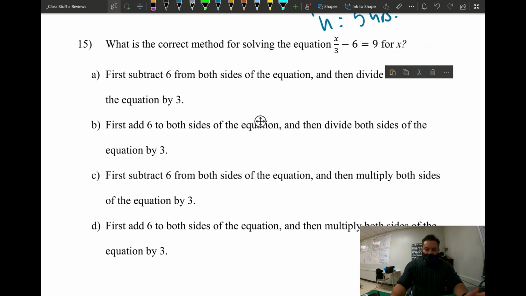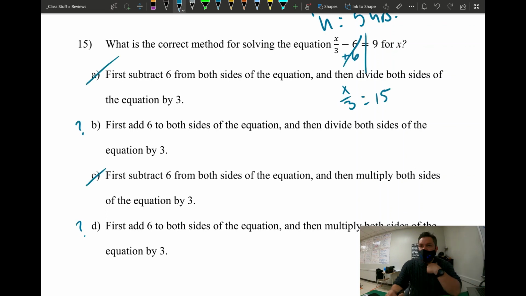Okay, let's look at the second step. What is the second step? We got rid of this, so we have x over 3 equals 15. What is the next step? What is this 3 doing? Now, what is it doing right now? Dividing. The opposite of divide is? Multiply. So next we multiply by 3. So let's look at this one. It says then divide both sides by, no, we're not dividing. Then multiply, so the answer has to be D.